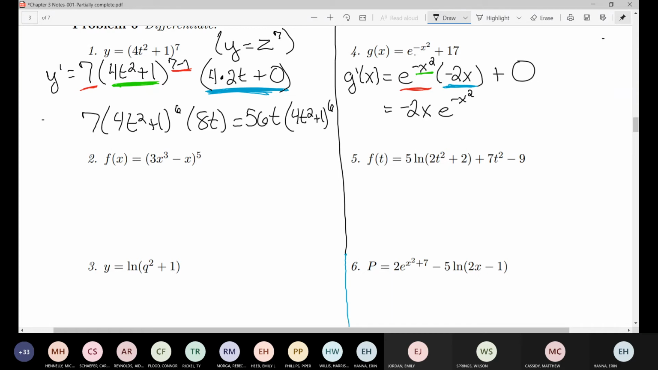So 2 is kind of similar to 1, where ultimately we have something to a power, where that something is 3x cubed minus x. So the first thing I need to take care of is that 5th power, that power rule first. My power rule says bring the power down, subtract 1 from the power. My chain rule tells me that that inside thing should stay the same at this point.